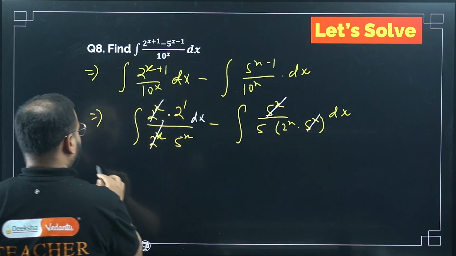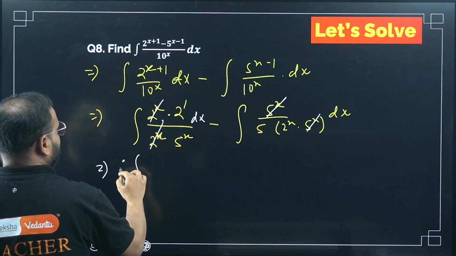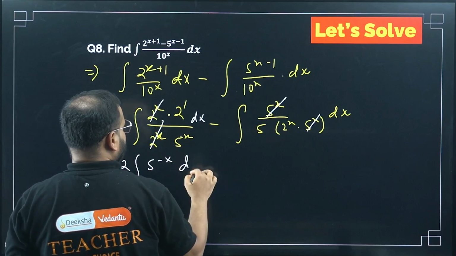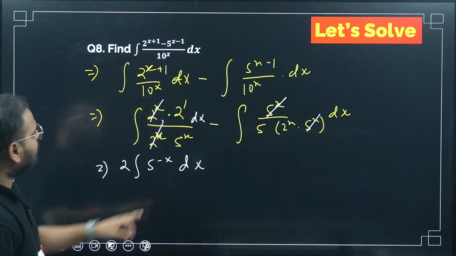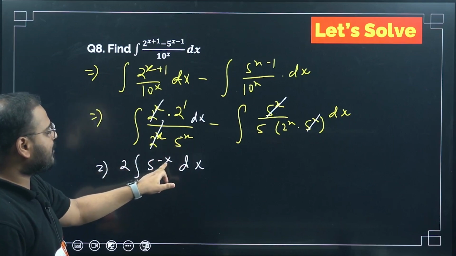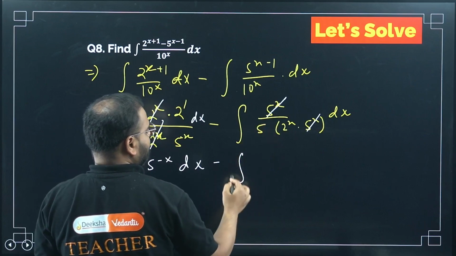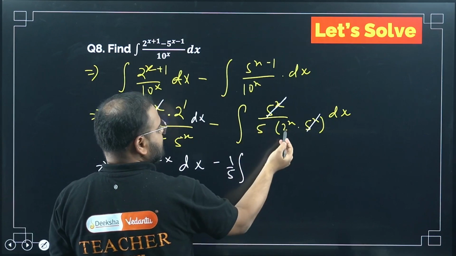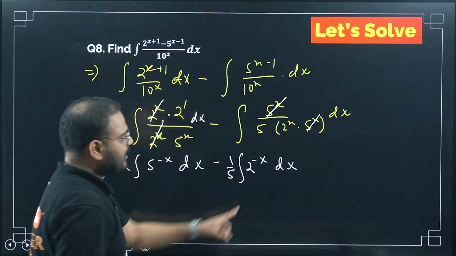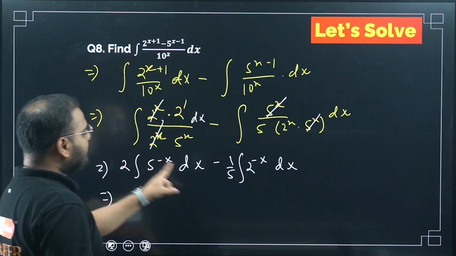Okay, now integrate this. What is this going to be? Integration of, I have a constant 2, I'll take 2 outside. What is this? 5 power minus x dx, right? How, sir? Please check how. Everything is cancelled. 2 is a constant, so 2 is outside. 5 power x in the denominator becomes 5 power minus x dx. Negative sign here. What is the constant here? 1 by 5, so I'll take 1 by 5 here. Only 2 power x is left in the denominator, so 2 power minus x dx. Integrate this. What is this formula? A power x.